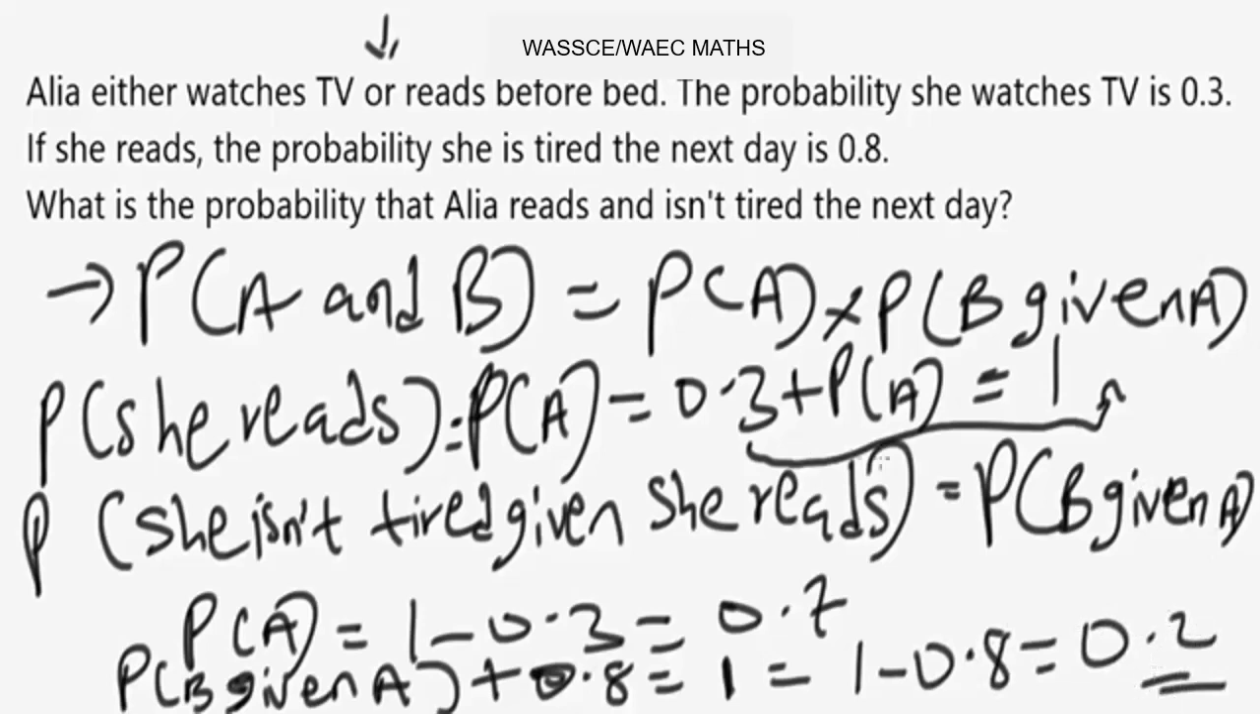Now that we have these values, let's go ahead and plug them into the formula and get the solution. So let me wipe the middle.